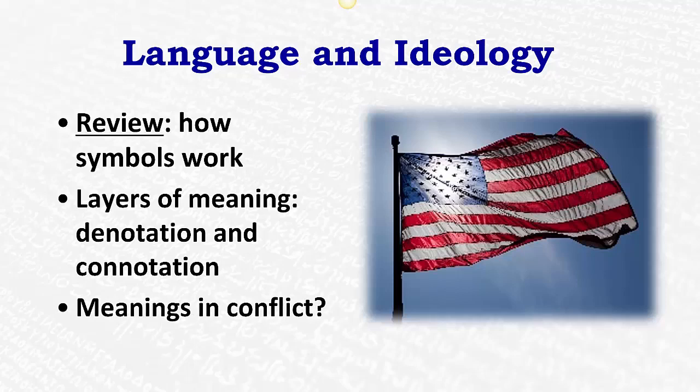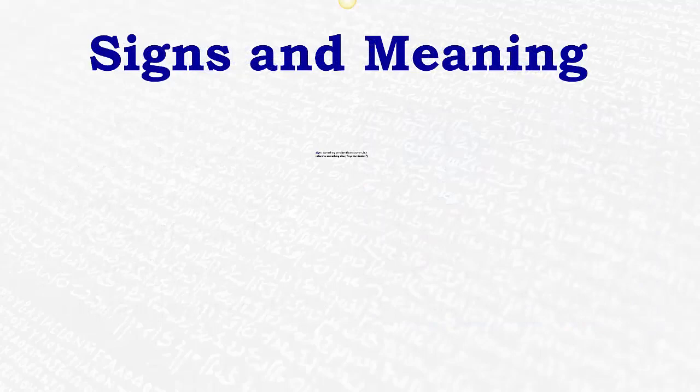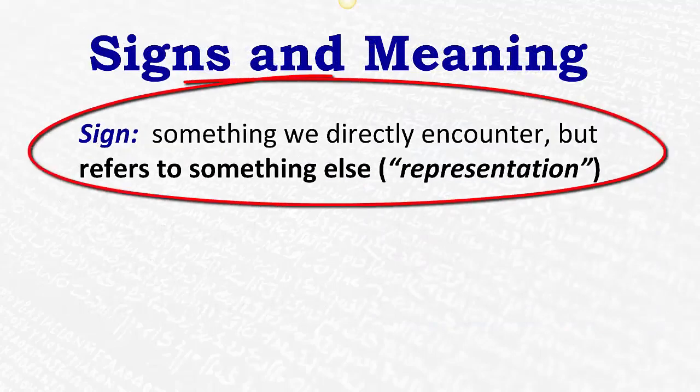But first, let's remind ourselves, how does language operate in terms of symbolic communication? When we think about words, we want to think about them, as we do in semiotic theory, as signs. A sign is something we directly encounter but refers to something else. In other words, a sign represents something else, some other form of reality, be it an object, a person, an event, or an abstract concept.